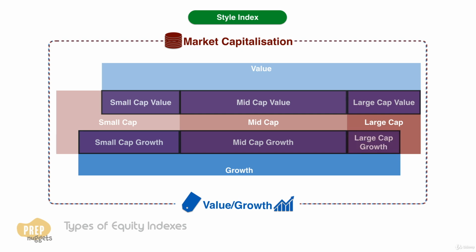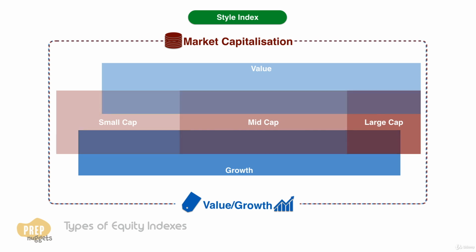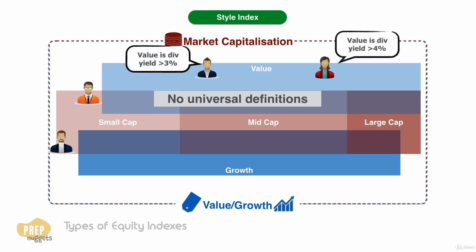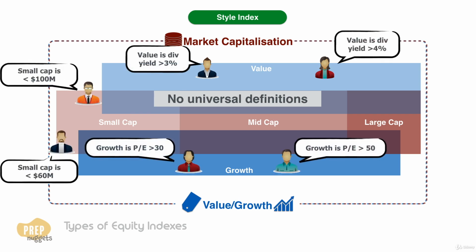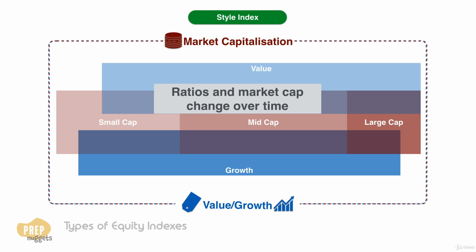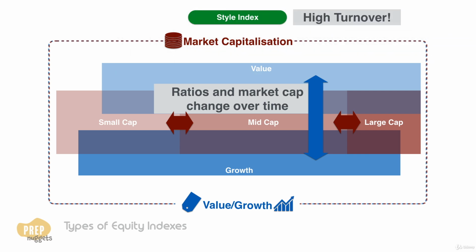There are some unique characteristics regarding style indices. Firstly, as there's no universal definition regarding the classifications, indices use different criteria based on their own interpretations. So it may not be uncommon to find the same stock in indices of different styles. Secondly, as valuation ratios and market cap of the companies change over time, stocks frequently migrate from one style index category to another on reconstitution dates. As a result, style indices generally have much higher turnover than broad market indices.